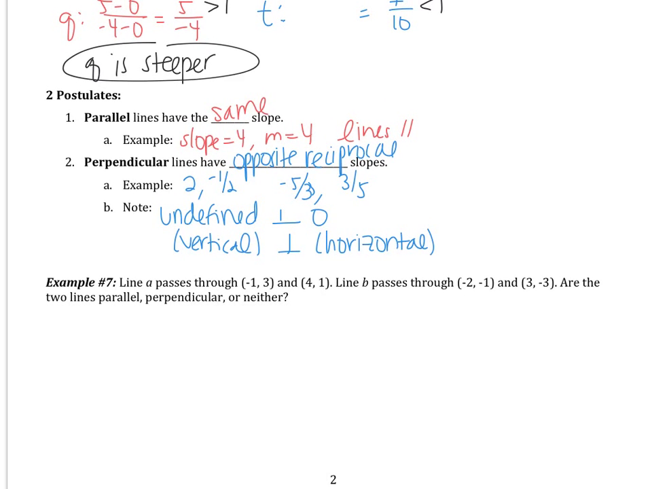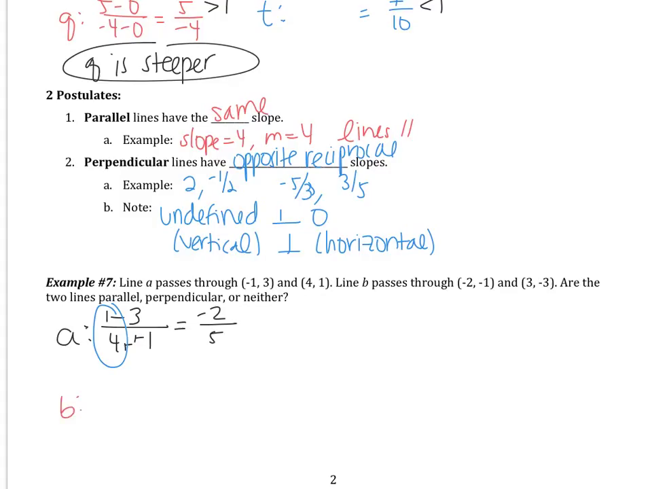So example 7 says line A passes through (-1, 3) and (4, 1). Line B passes through (-2, -1) and (3, -3). Are the two lines parallel, perpendicular, or neither? So let's start with our slope. For A, I'm going to have y2 minus y1 over x2 minus x1. So 1 minus 3 is -2. 4 subtract -1, that's like adding, is -2 over 5. Again, if you write in the reverse order, so if you do 3 minus 1 and -1 minus 4, that's fine. Just be consistent.